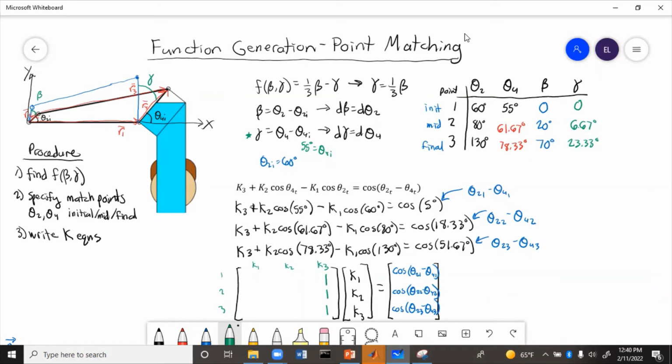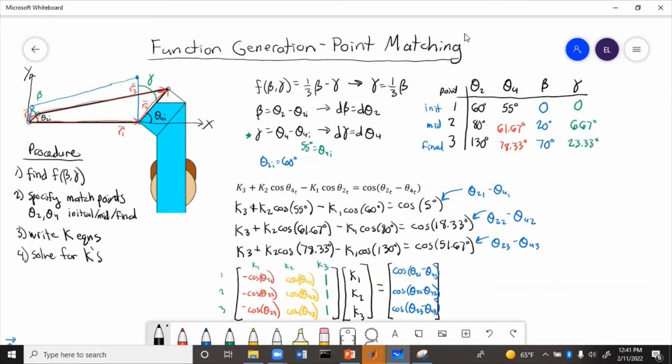Now K1, we need to grab the coefficients. So from the first equation, negative cosine 60, but 60 is actually theta 2 initial. So let's write that in. And then similarly for the other ones, theta 2 middle and theta 2 final. And then the K2 is going to be related to the theta 4. So that's a positive, and then we'll just have cosine of theta 4 initial, middle, and final. So now we've got these, and the next step is to solve.